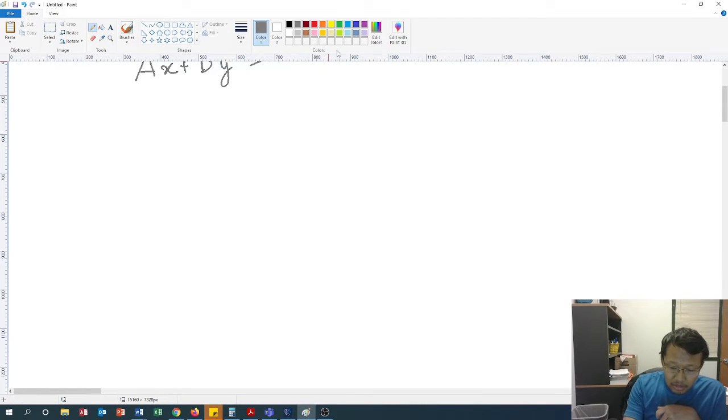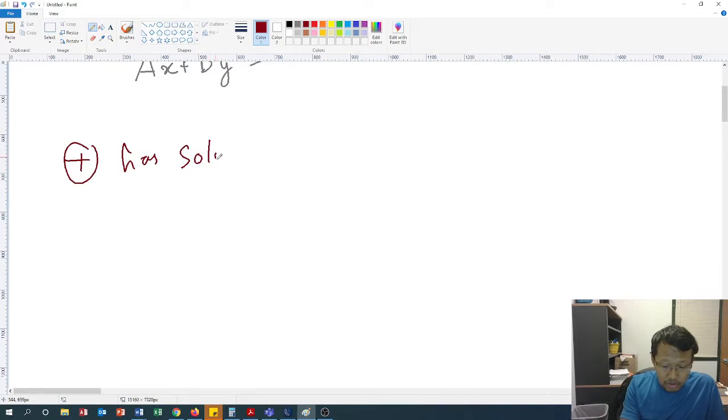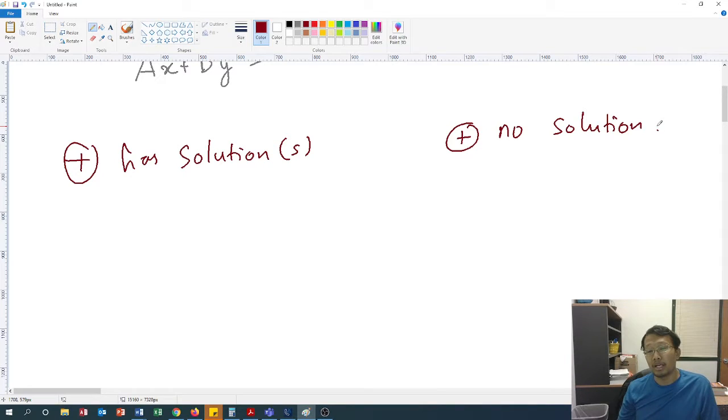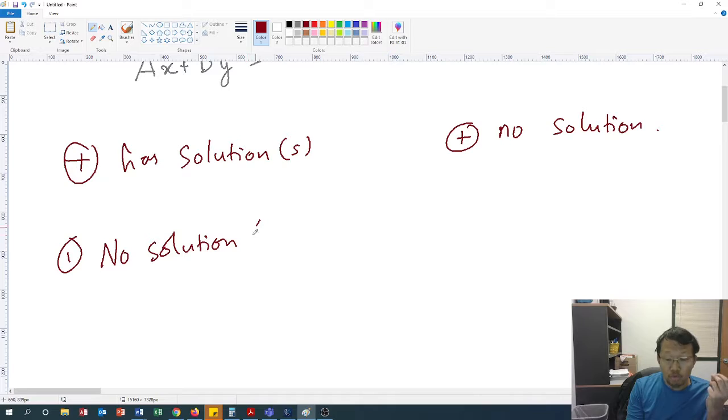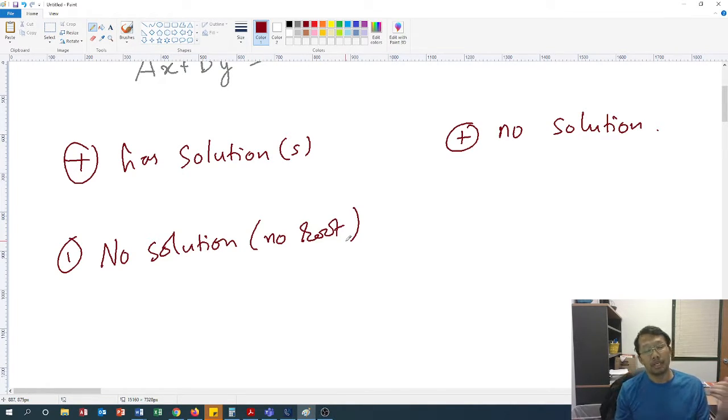So the first thing you need to know is a system of linear equations may have a solution, or solutions, or may not have a solution, no solution. So this will give rise to three different cases. Number one, no solution, or no root, or no zeros. So what kind of equations can we have in this kind of system of linear equations which has no solution?